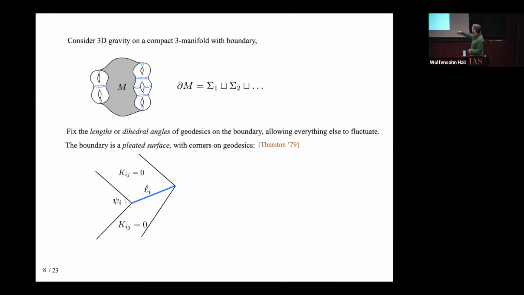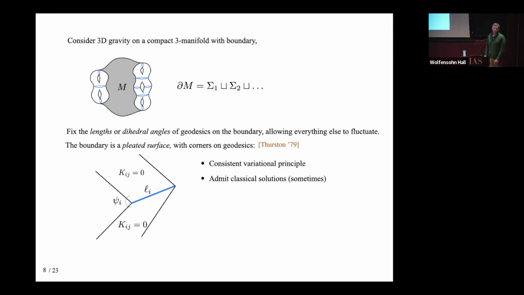This picture is supposed to show locally what it looks like near one of these blue lines. So you get these corners at the ends of the manifold. On each of these blue lines, we're imposing fixed length or dihedral angle, which is the interior angle that it bends at that corner. These boundary conditions admit a consistent variational principle. You have to add boundary terms to the action depending on whether you want to fix the lengths or the angles, but that you can do.